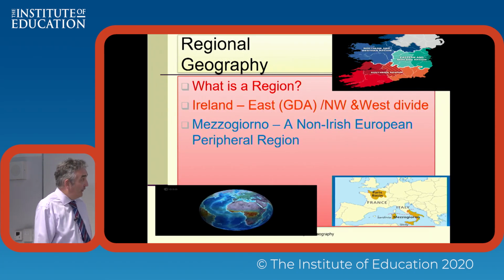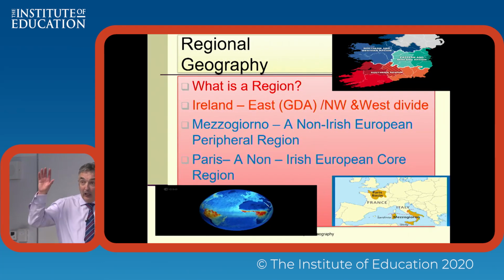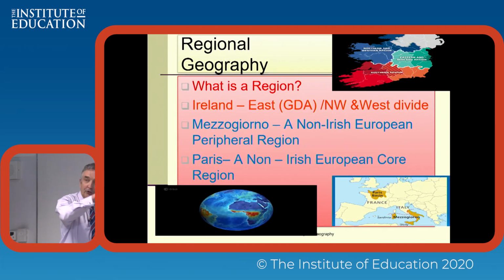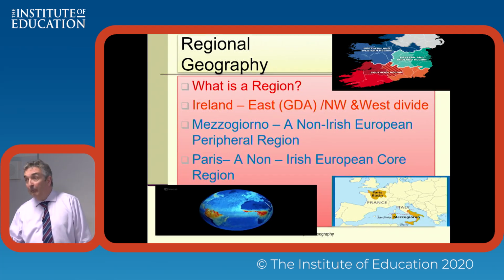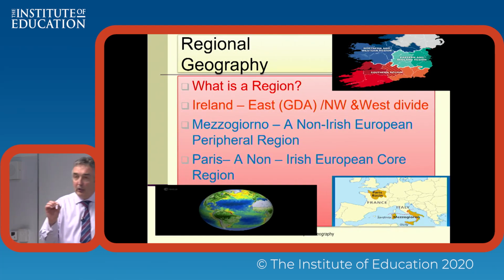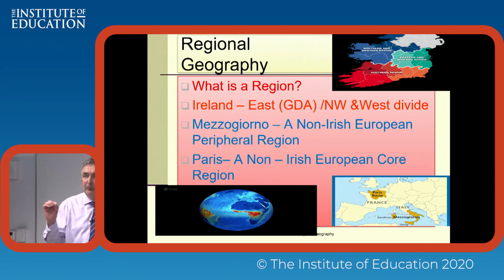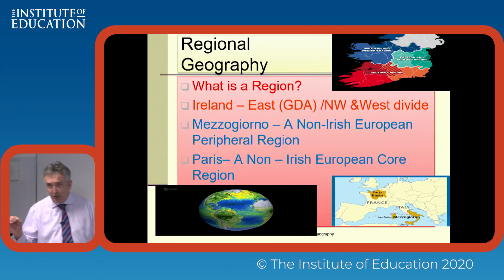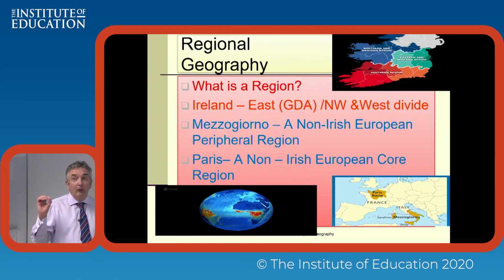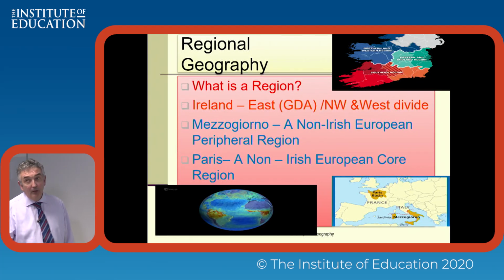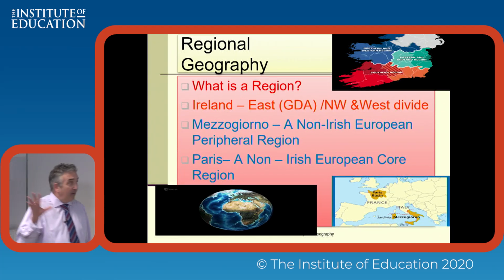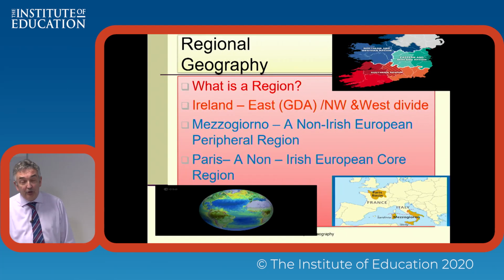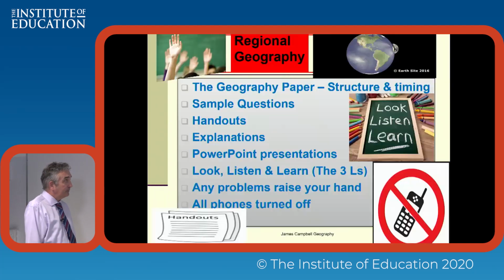Having looked at the Mezzogiorno, we're going to fly all the way back from Napoli to Charles de Gaulle Airport in Paris. And we're going to look at Paris, the Paris Basin, as a classic example of a non-Irish European core region. So if we get all of these done over the next 5 days, we are going to achieve a lot.